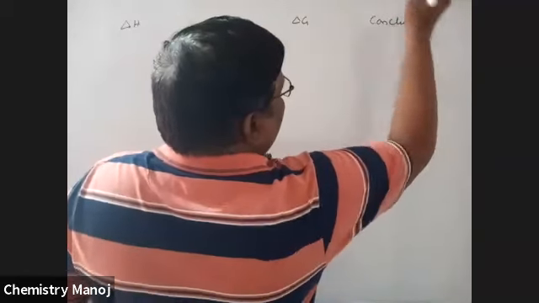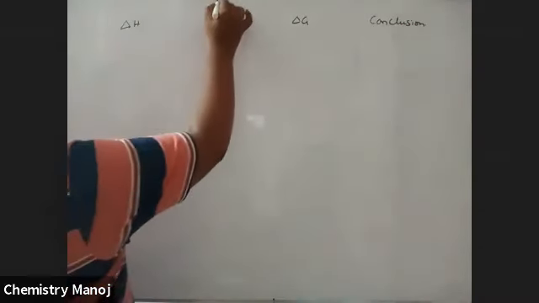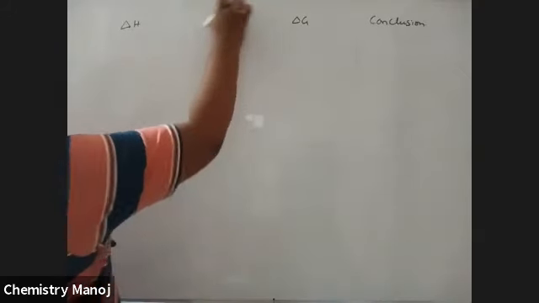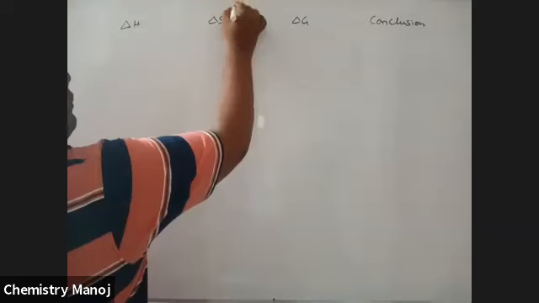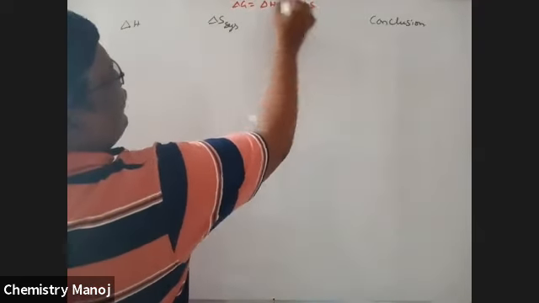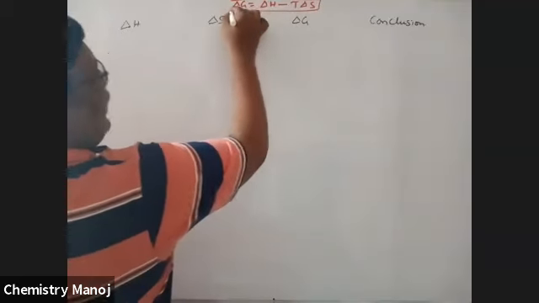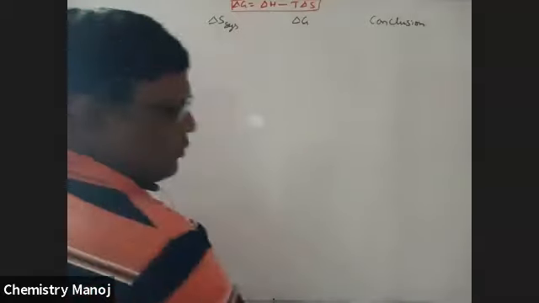So, from the data, what do we have? But among all these, the only formula used is delta G is equal to delta H minus T delta S. By using this formula, I will explain the spontaneity of the process.